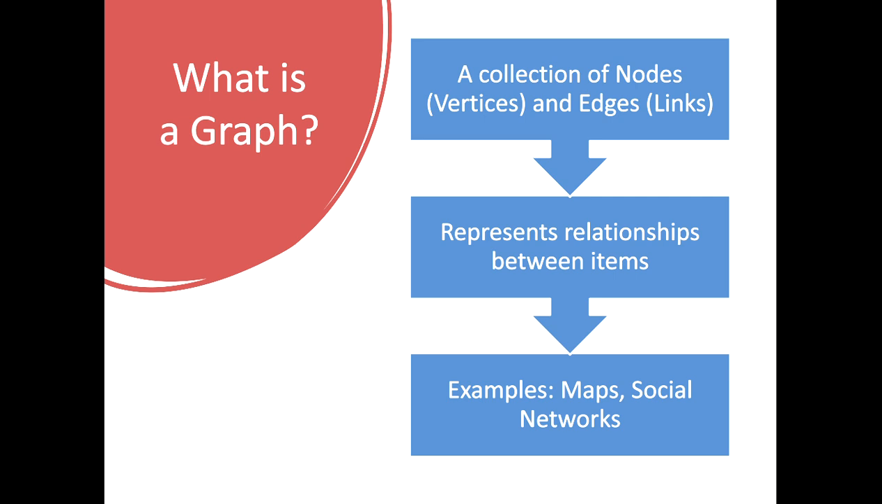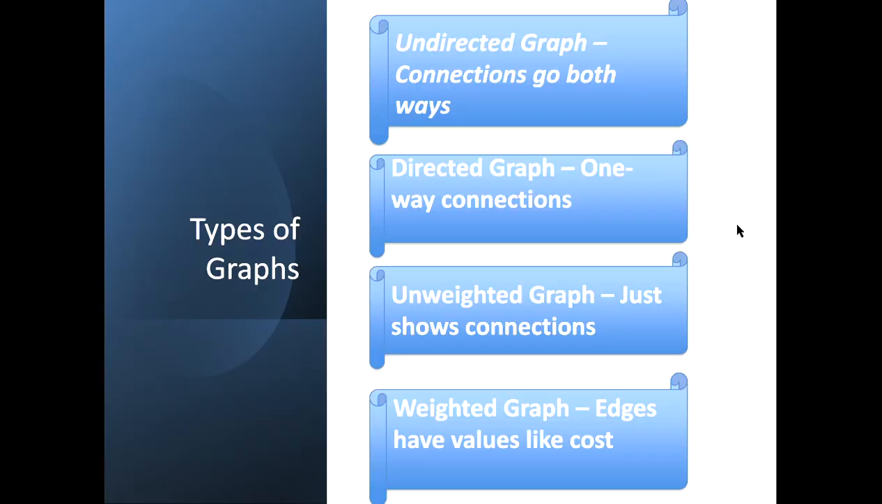We have already seen what is a graph. It is a collection of nodes, also called vertices, and edges that link to the next node. And a graph represents relationships between items. It can be users, it can be, for example, cities or any object. So what are the types of graphs? There are four major types of graphs.